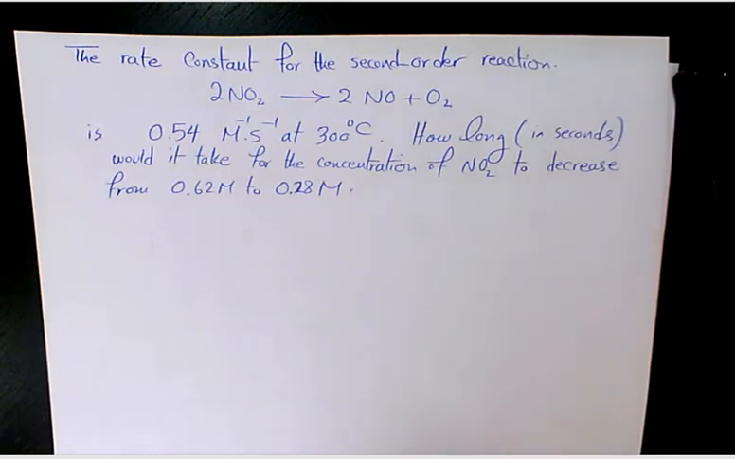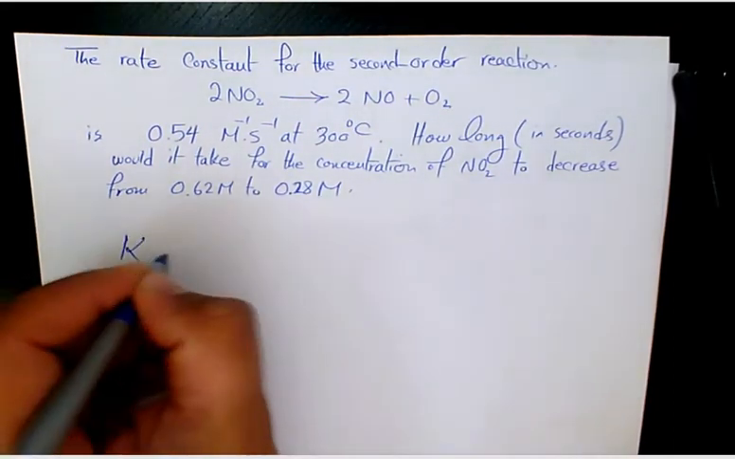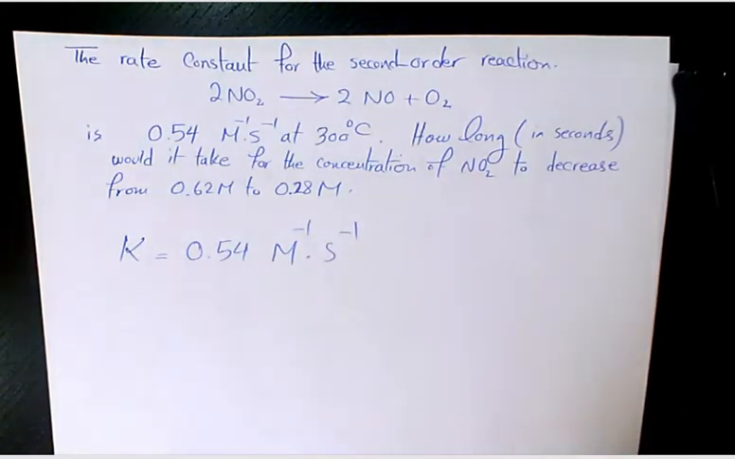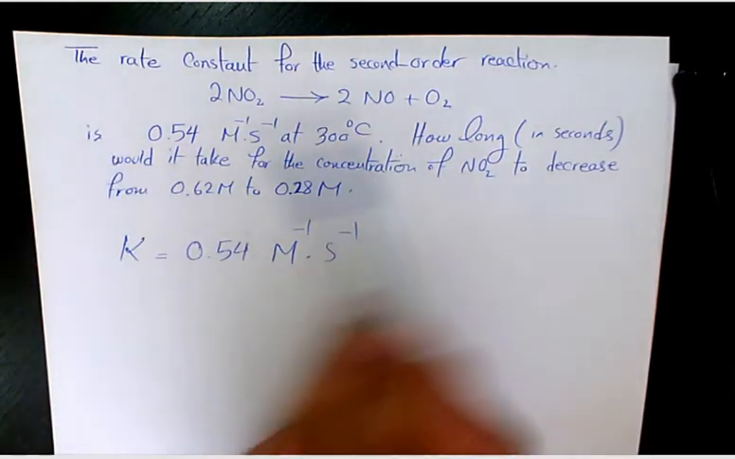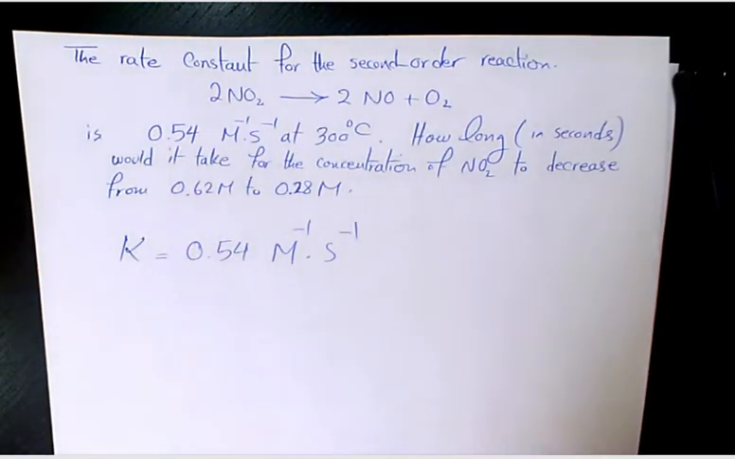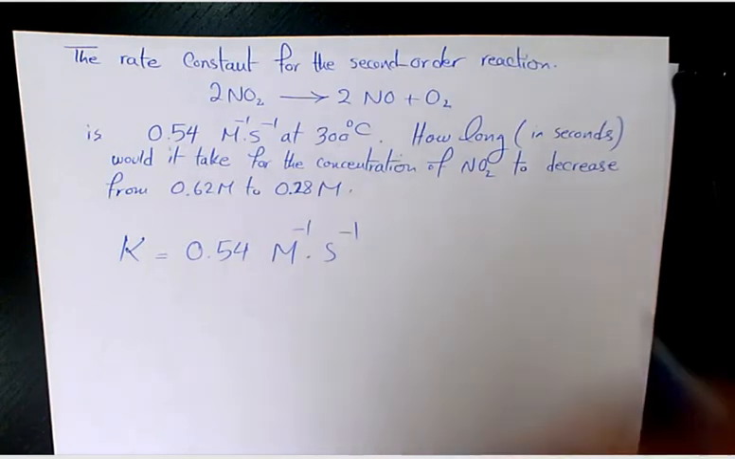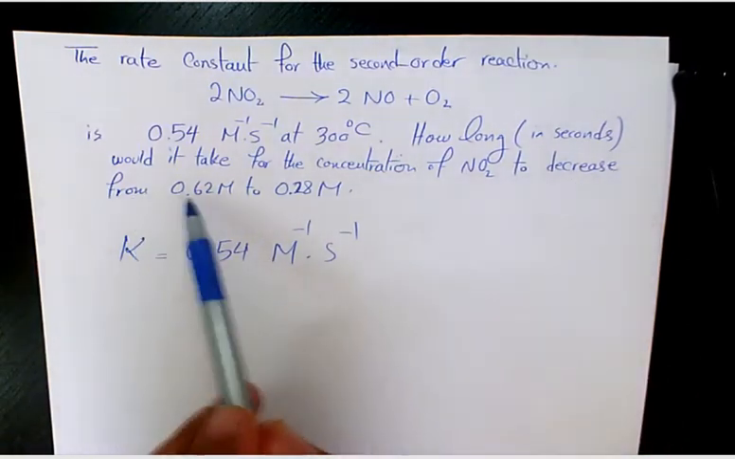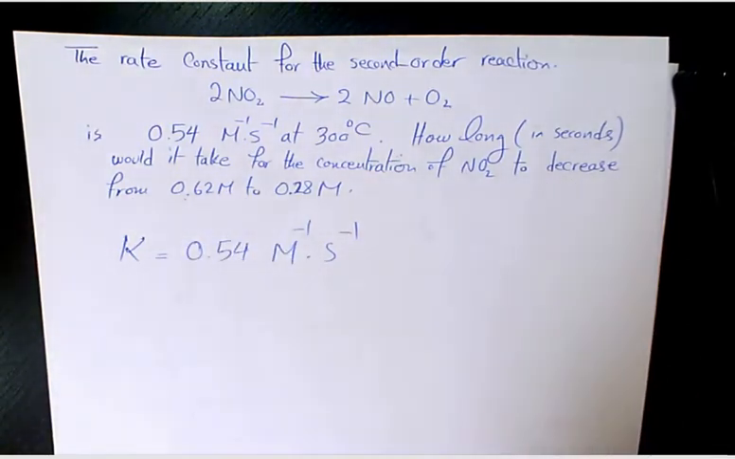The rate constant for the second order reaction of 2NO2 gives 2NO plus O2 is 0.54 molar to the power of -1 s to the power of -1 at 300 degrees. Again, as you see here, always the reaction constant is given at a specific temperature because K is changing with temperature. For larger values of temperature, you usually get the larger value for K. How long in seconds would it take for the concentration of NO2 to decrease from 0.62 to 0.28?